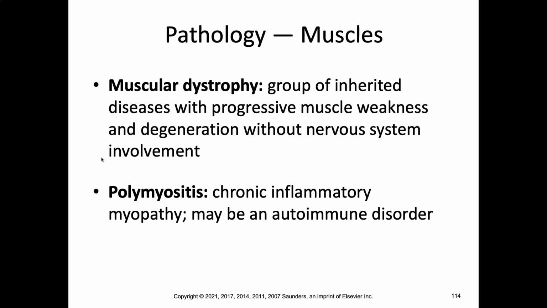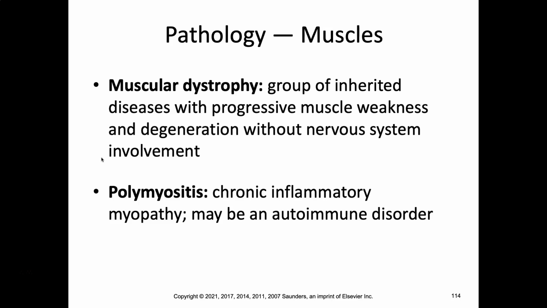So what can go wrong with muscles? Well, have you ever heard of muscular dystrophy? That is a group of inherited diseases with progressive muscle weakness and degeneration without nervous system involvement. So essentially it means that there's nothing wrong with a person's nervous system. It's all their muscles. And it's progressive, meaning that they may be born fairly strong, but over time, their muscles weaken and degenerate.